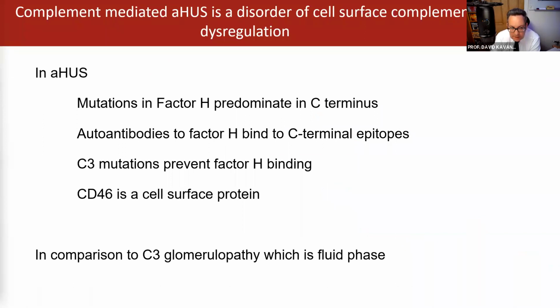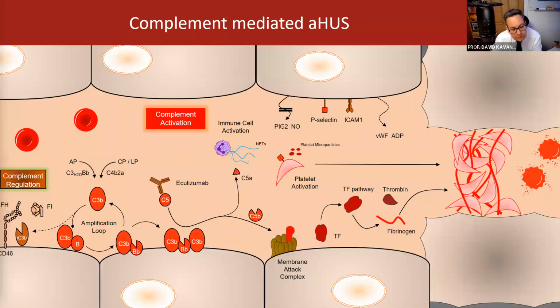Thus, complement-mediated aHUS is a disorder of cell surface complement dysregulation. The mutations in factor H are in the C-terminus. The autoantibodies to factor H bind to the C-terminal region of the protein, and C3 mutations prevent factor H binding. Likewise, CD46 is a cell surface protein, and this is very much in comparison to C3 glomerulopathy, where mutations in factor H are in a different bit of the protein, and the vast majority of the activity is in the fluid phase. Thus, we know a lot about this bit of the complement system in atypical aHUS, but the downstream effector molecules are less clear.